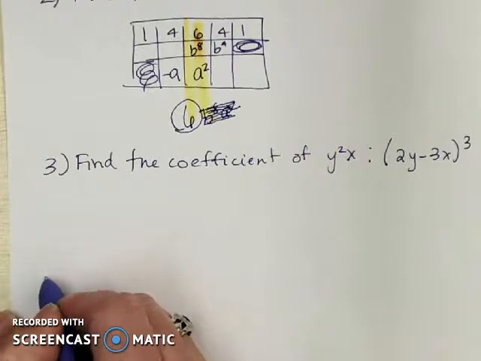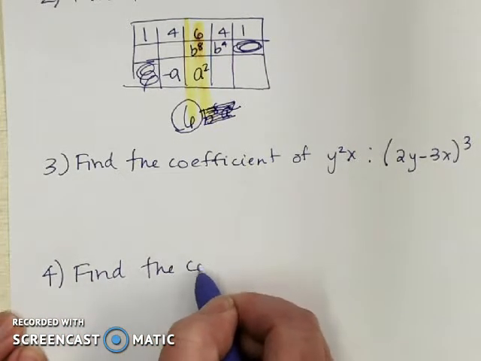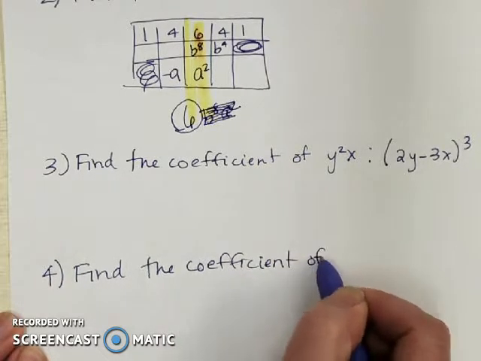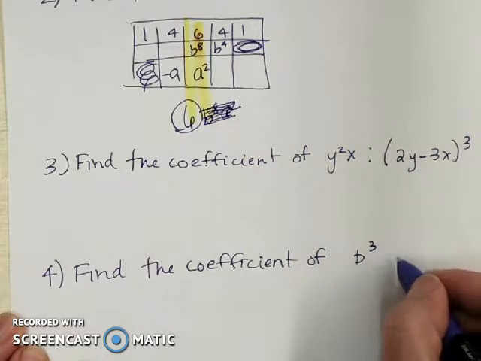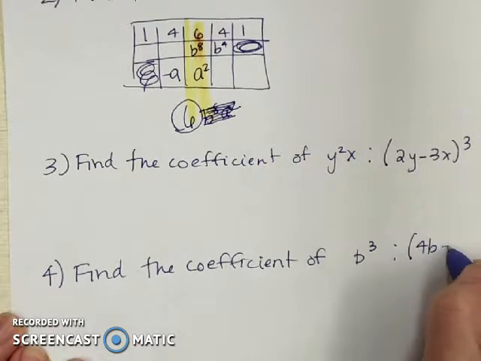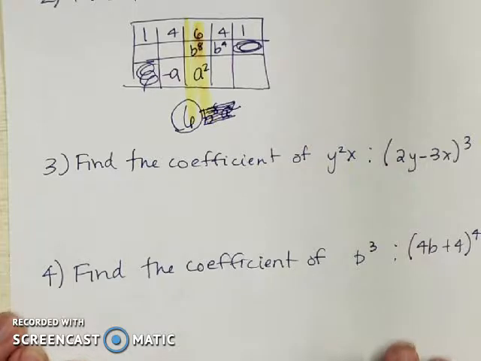And then we're going to find the coefficient of b cubed in 4b plus 4 to the 4th power. So pause the video, find those 2 coefficients, and then come back and check and see that you have it.